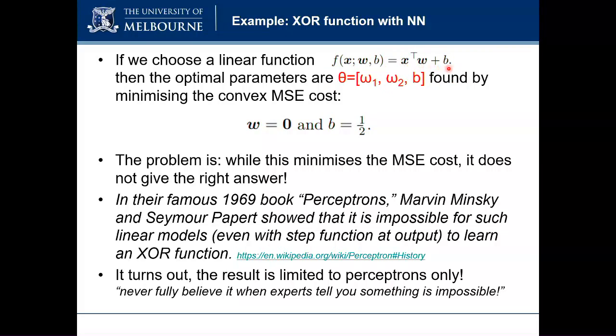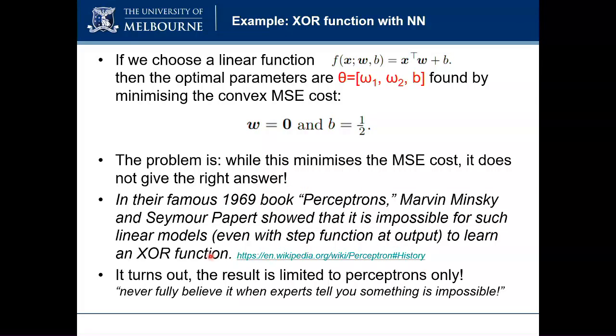So if you do a linear function and then do a perceptron, a step function at the output of this, then we can find the parameters theta, and in this case it would be omega 1, omega 2, b, by minimizing the convex MSE cost. So actually when you do this, you get the wrong answer. You get the parameters that give you the wrong answer.